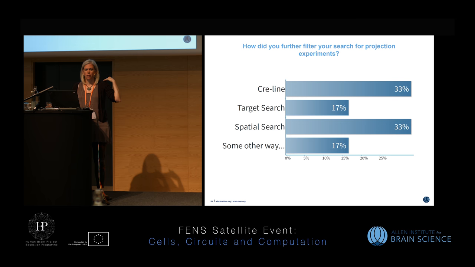Another way to do that is with the spatial search. With the spatial search, again, this is the common coordinate framework, but you've got the coronal, or you can do the sagittal and the horizontal. And you can select any particular region. So for example, we can look here in the striatum. One of the things that you can start to see, and this is kind of cool, is that if you mouse through the striatum, you can actually see which region of the cortex projects to that area of the striatum.